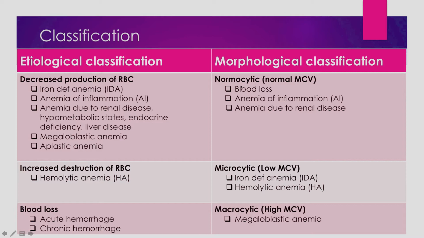So normocytic anemias are generally seen because of blood loss, because of the anemia of inflammation, and because of renal diseases, whereas microcytic is commonly seen in iron deficiency anemias and in hemolytic anemias, for example thalassemia. Macrocytic anemias, where the red cells become bigger, are seen in megaloblastic anemia, which is due to the deficiencies of vitamin B12 and vitamin B9.